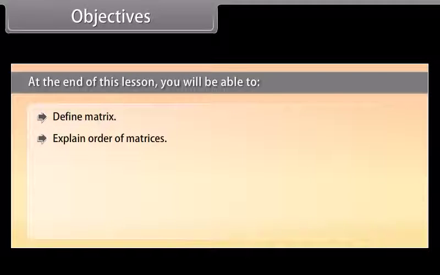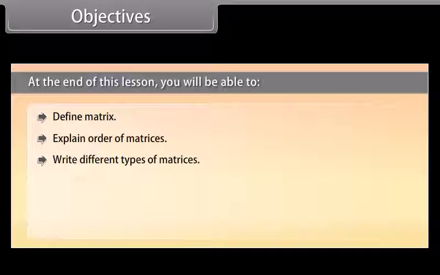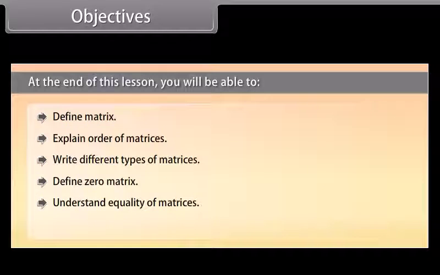Objectives. At the end of this lesson, you will be able to define matrix, explain order of matrices, write different types of matrices, define zero matrix, understand equality of matrices, understand addition of matrices.